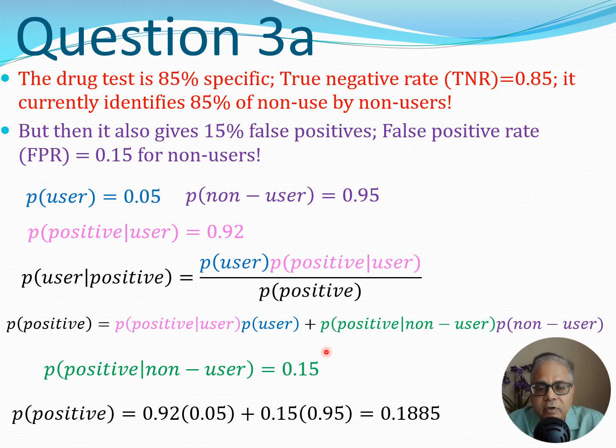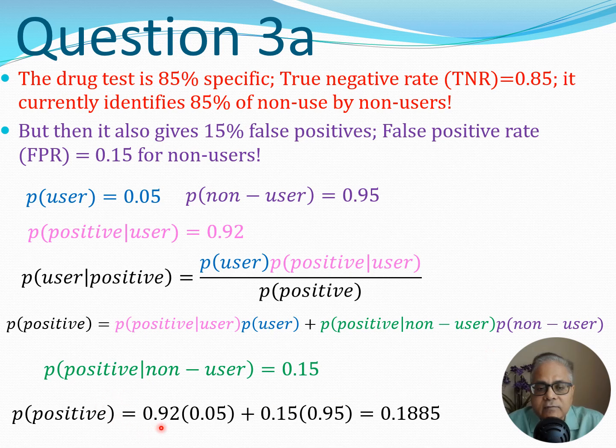And we know that the positive non-user is going to be 0.15. That is from this probability here given in this purple. And we also know that since P user is 0.05, P non-user is going to be 1 minus 0.05, and that is 0.95. So I can put these different numbers in this equation of total probability.